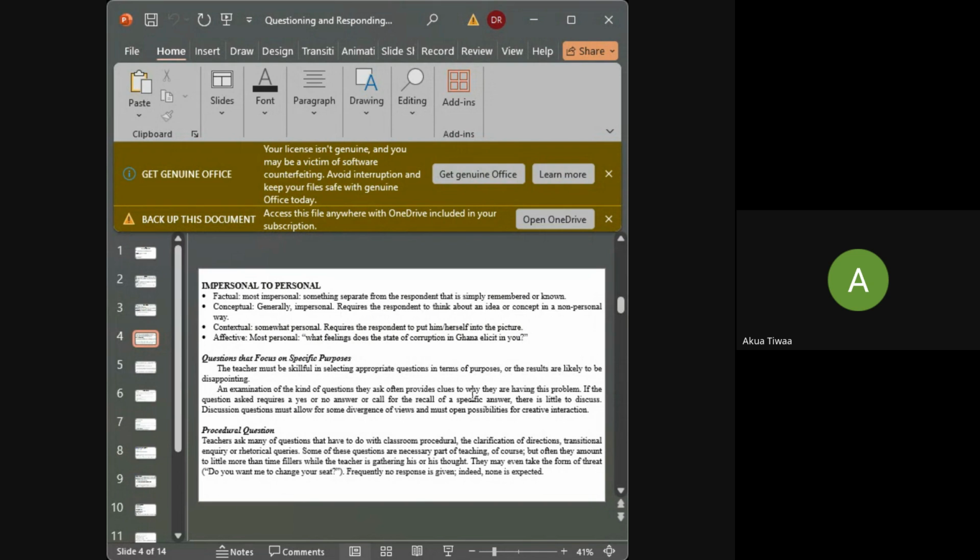So an example is, what is accounting? Accounting is a blah, blah, blah. This is something that is not coming from the one who is giving the answer. It is a fact. Everybody knows that this is it. This is how it behaves, or this is how it is. And then we have the conceptual. Conceptual, we are saying that this one too is generally impersonal. The first one, the factual, is mostly impersonal, and the conceptual is generally impersonal.